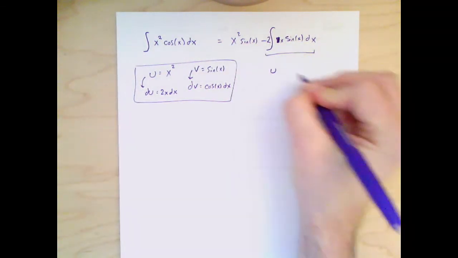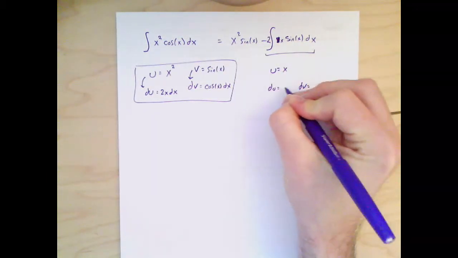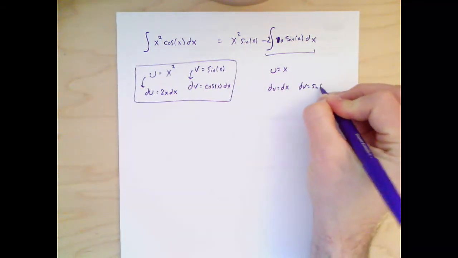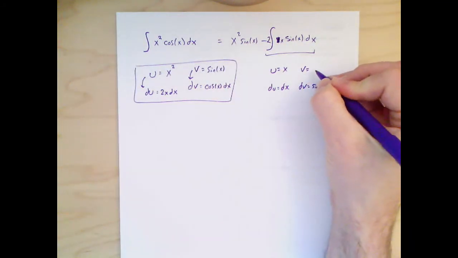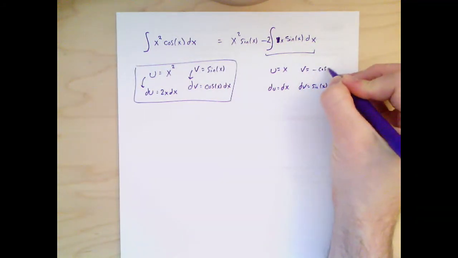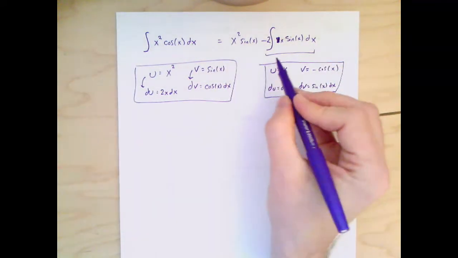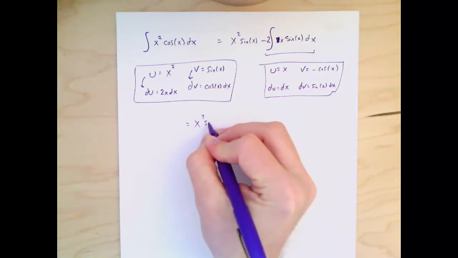So I've got u and a dv. So my u is going to be x. My du is dx. My dv is sine x dx. So that means my v is negative cosine x. So again, I've made my little chart. And so now I can rewrite this. But here I'm going to write it all down here so that we can be a little more careful.